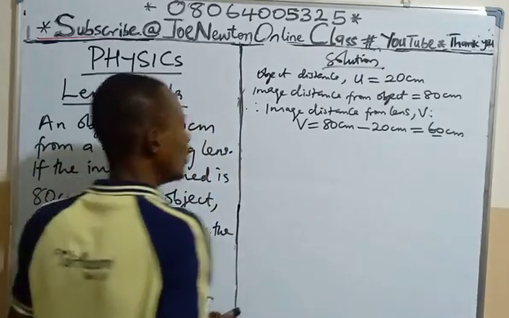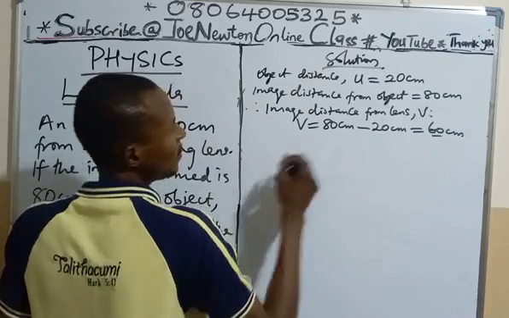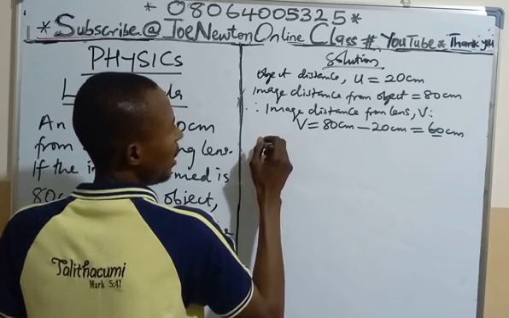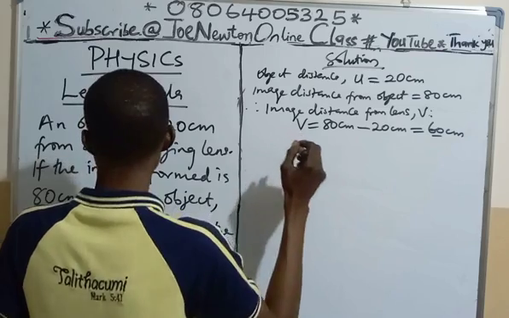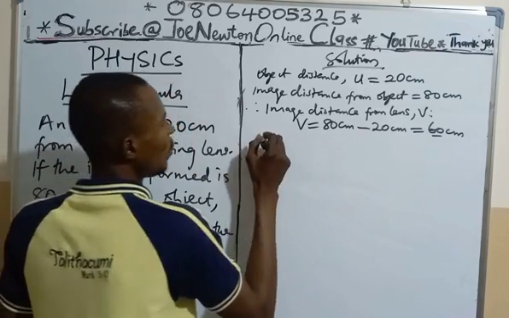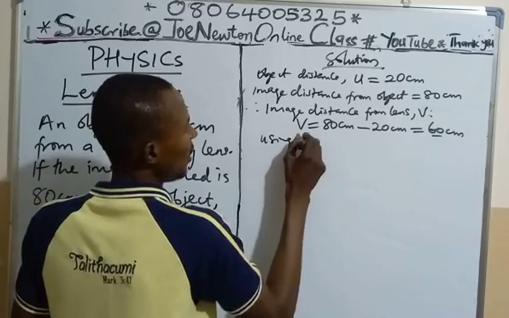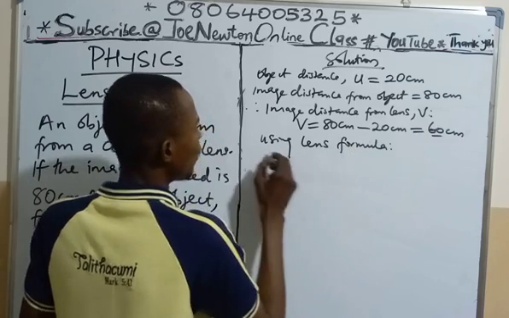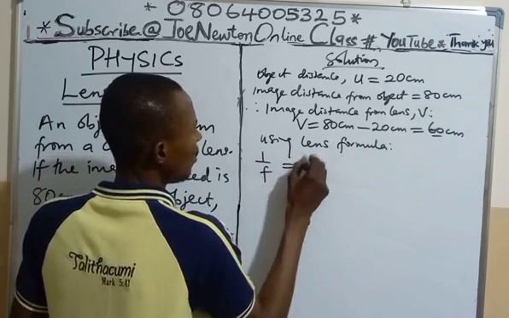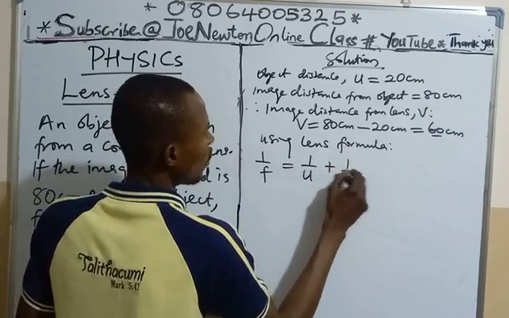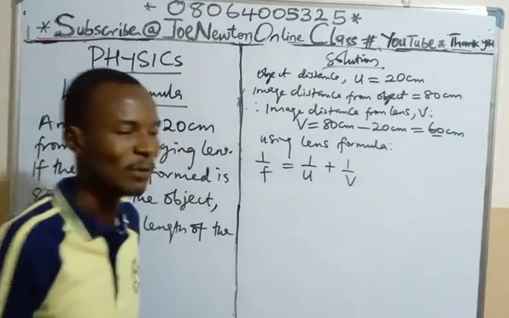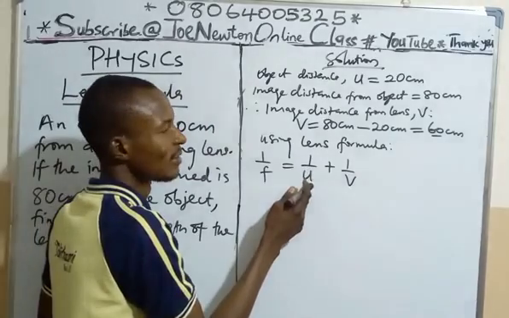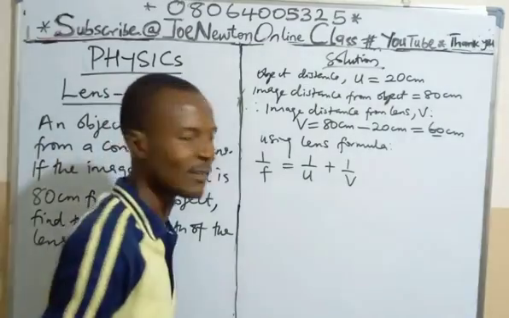Okay. Now, we are looking for the focal length. So using the lens formula, we say that 1 over F is equal to 1 over U plus 1 over V. So this is the general lens formula. F is the focal length we are looking for. U is the object distance. V is the image distance.